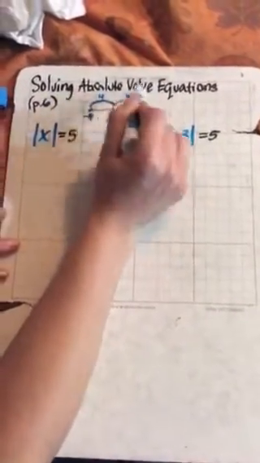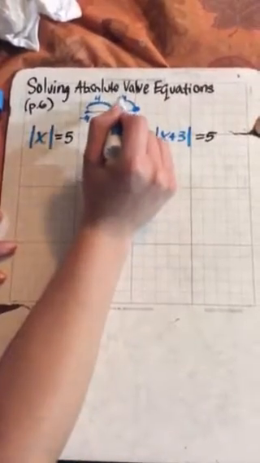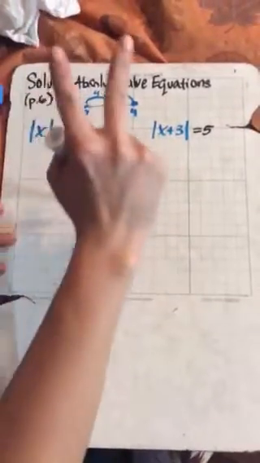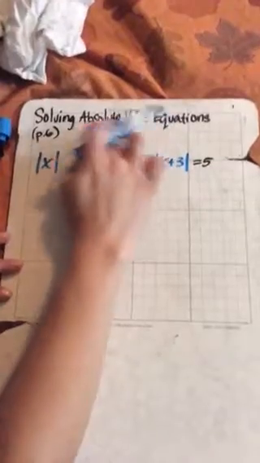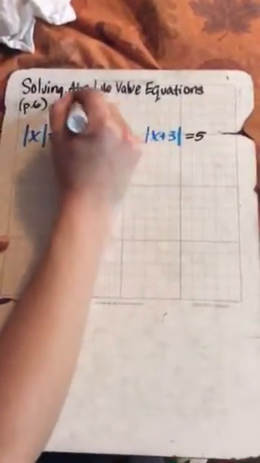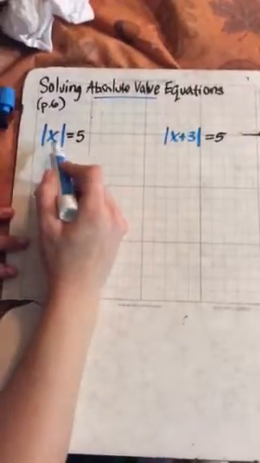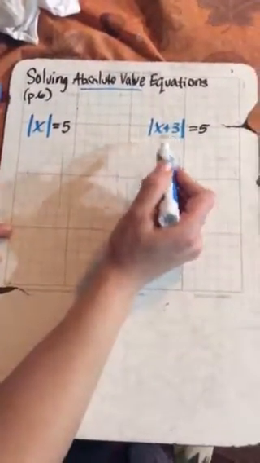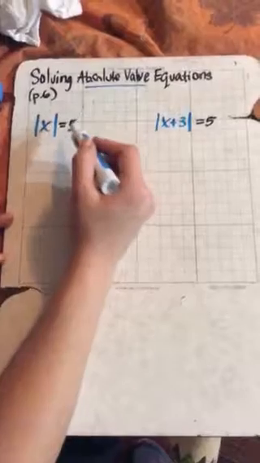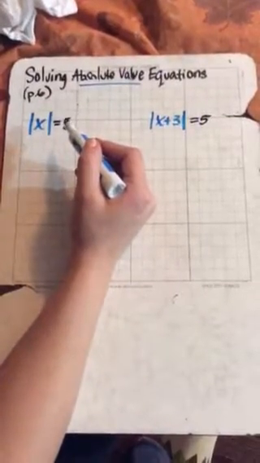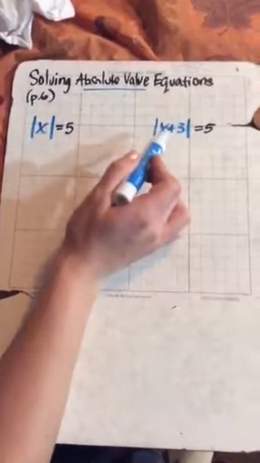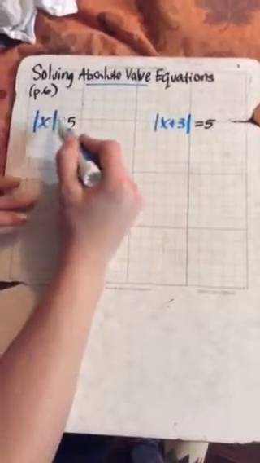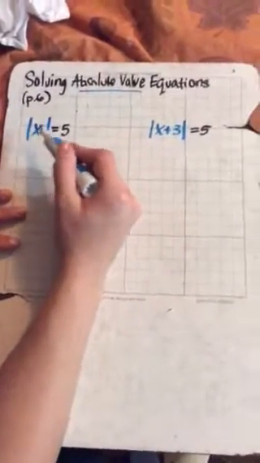So absolute value is distance, and with distance, we know there's two solutions. So it's not just one solution. Keep that in mind. If we look at this example, this is more simple than this one. We're going to start with this one. We started with something similar on Friday, and then we're going to build to something like this and then even harder. So with this one, we're solving now for x.